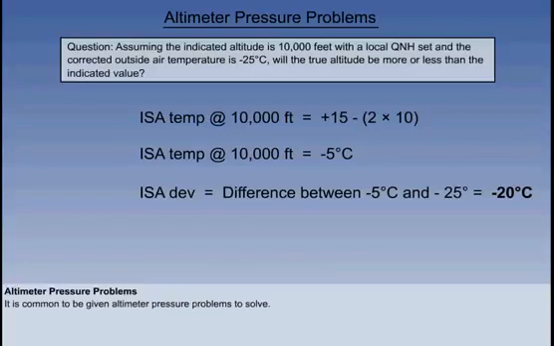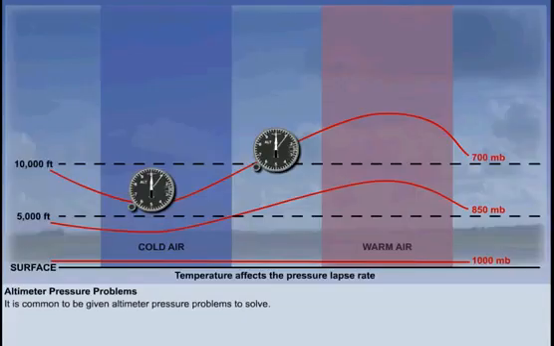So at minus 25 degrees Celsius, which is what the question tells us, we are flying in ISO minus 20 degrees. We are therefore in colder than standard conditions. A colder temperature means that the altimeter overreads. The true altitude will be less than the indicated altitude. This concludes the lesson. A summary of the main points of the lesson follows.